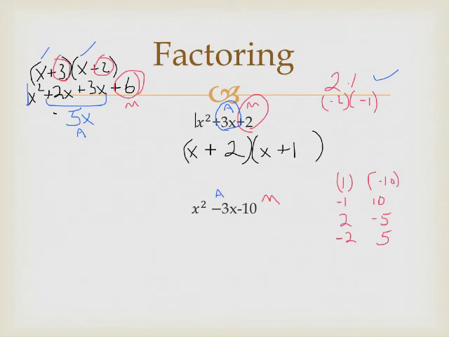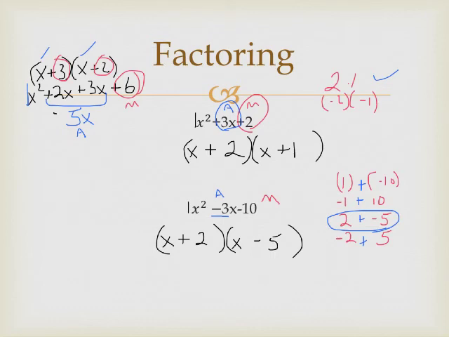For the adding, I want these terms to add to negative 3. Okay? Now, 1 and negative 10 is negative 9. That's no good. Negative 1 and 10 is 9. That's no good. 2 and negative 5, those add to negative 3. Okay? So all signs point to, because this is a 1x squared, me being able to factor this using a positive 2 and a negative 5. So I would definitely distribute those as well, make sure they work. But I think we are on a good pace for that.